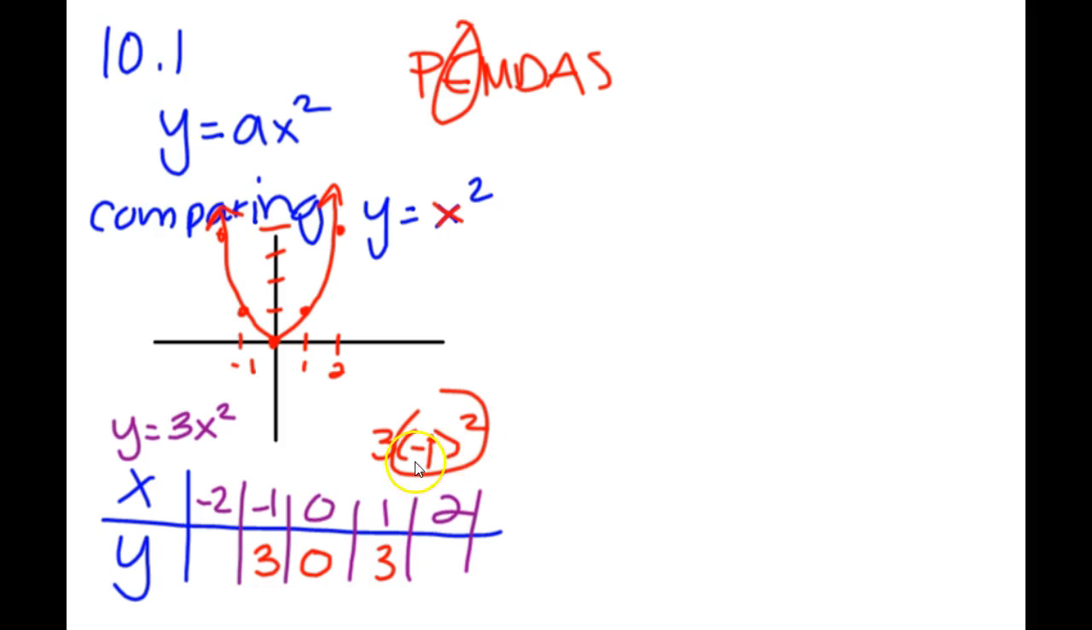And then plugging in a 2. Exponent first, 2 squared is 4. 4 times 3 is 12. Same thing with the negative. So we would graph these as well. 0, 0, 1, 3. And I can't fit 12 on here.